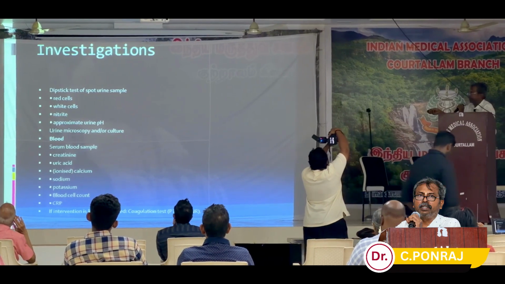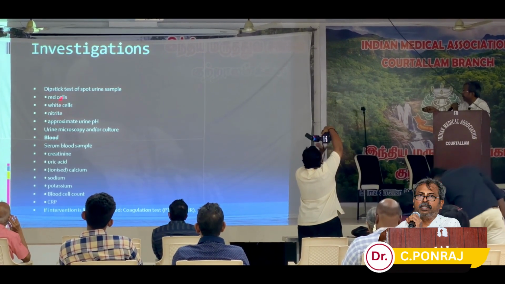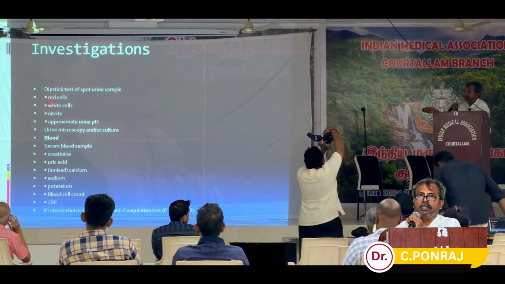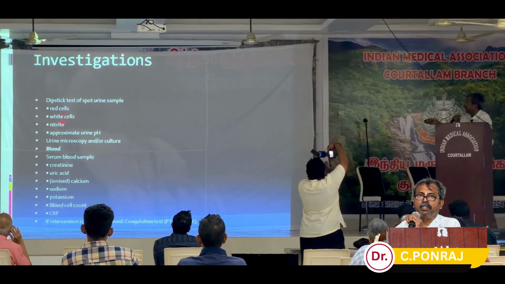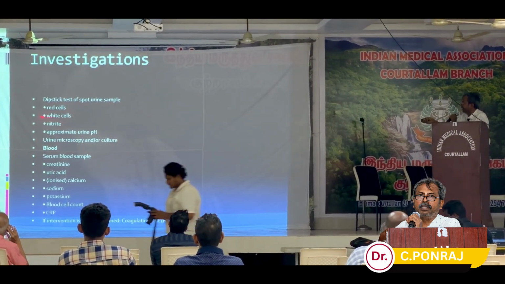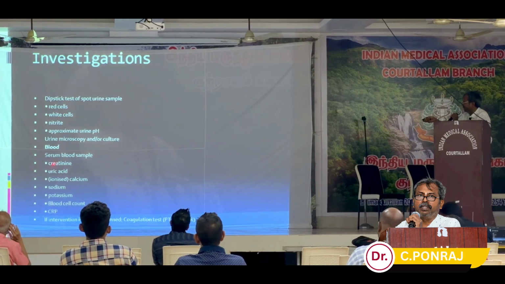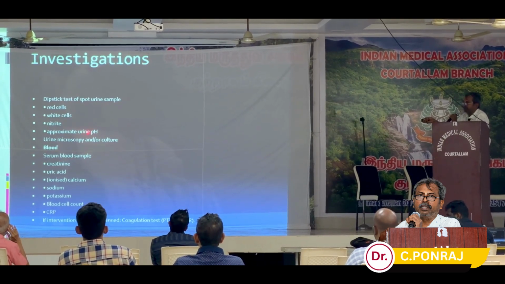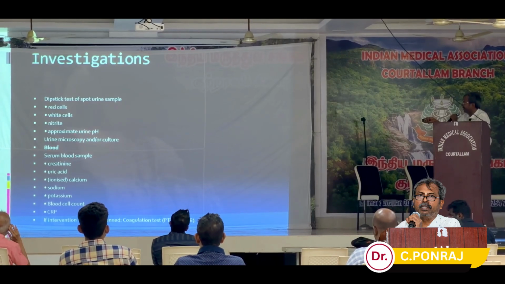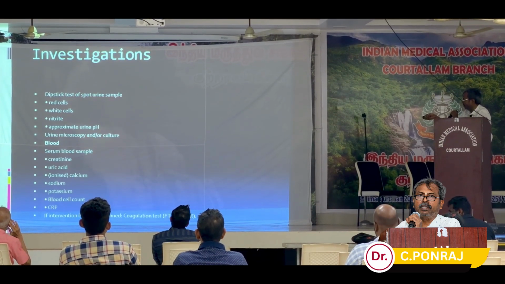Other investigations we do include a urine sample. We look for an increased number of RBCs, more than 10 cells, and WBCs more than 10 cells. If WBCs are there, we should think of an associated infection. Then we check the urine pH. If the urine is more acidic, we can think of uric acid calculi forming.